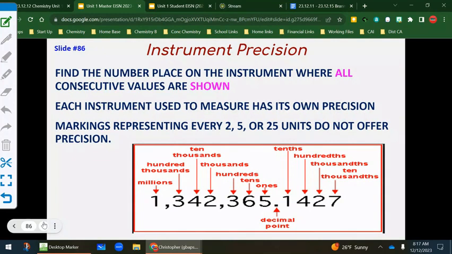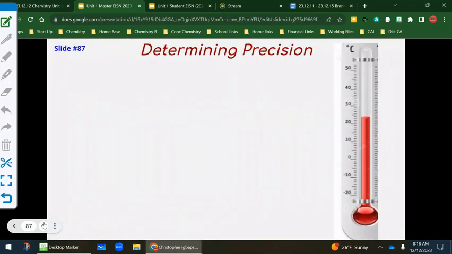To find the precision of an instrument, you need to find where all the consecutive values of a place are shown. Each instrument used to measure has its own precision. Markings representing every 5, 10, or every 2, 5, or 25 do not offer any more precision. So, let me explain what we mean. I've got a picture here on the next slide for you. This is a thermometer, ladies and gentlemen. What unit is it reading in?